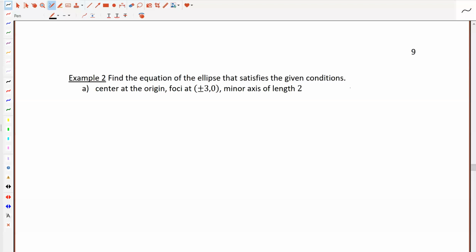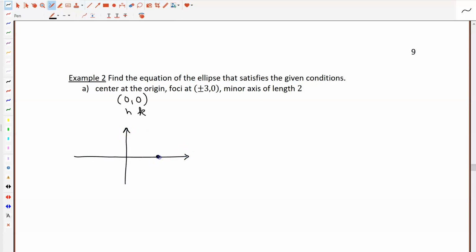This first one has the center at the origin, foci at plus or minus 3, 0, and a minor axis of length 2. The center at the origin, so 0, 0, is going to give me my h, k. Looking at the foci at plus or minus 3, 0, all right, maybe let's just sketch that little piece of information.